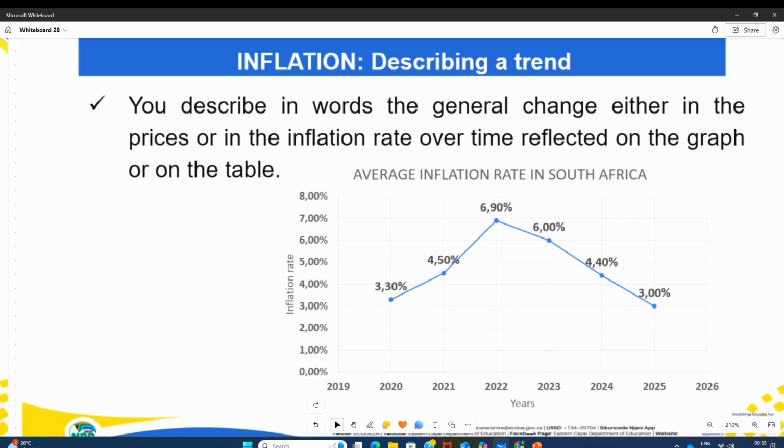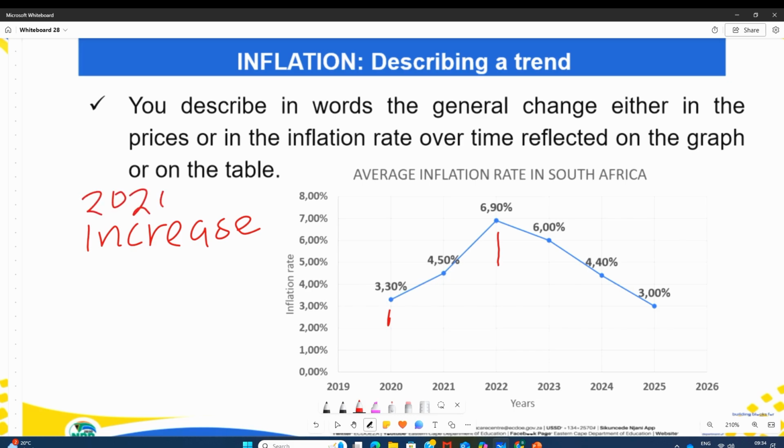So when you describe a trend with regards to the inflation rate, remember the graph is talking of the inflation rate. So when you are just looking at the inflation rate, you simply say from the year 2020, you will indicate that from this particular year, which is 2020, to this year, that is 2022, as we see from the graph, we can see that there is an increase. The percentages are increasing between 2020 up to 2022. The inflation rate there is increasing.